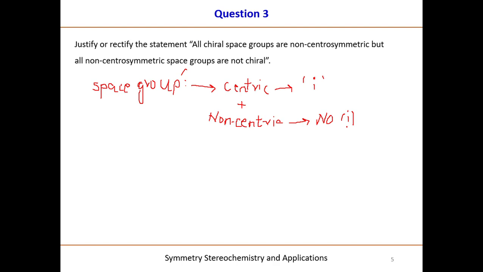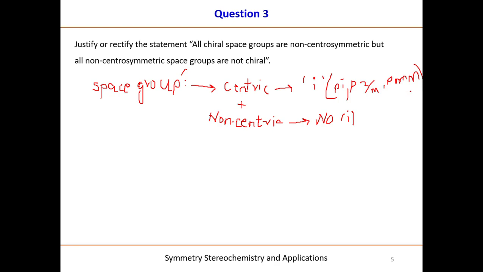So, a centric group, which contains a center of inversion, has different point groups like P2/M, P2 by M, that is a twofold axis and a mirror plane, PMM, P1 bar, etc. There are many space groups present in this type.